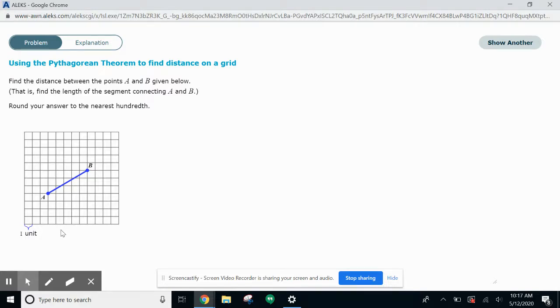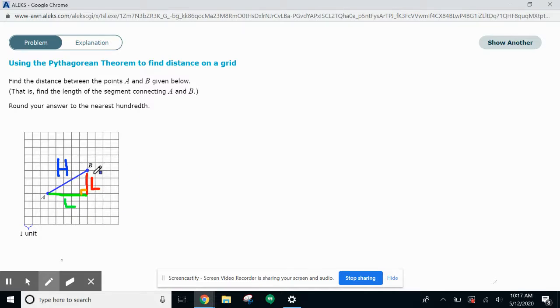So what we can do is use those horizontal and vertical lines to create a triangle. And when we create a triangle like this, it becomes a right triangle. And those right triangles can use the Pythagorean theorem, because your horizontal and vertical lines are always going to make a 90-degree angle here. So whenever we draw two lines like this to make a triangle, we're creating two legs, which makes this line the hypotenuse.